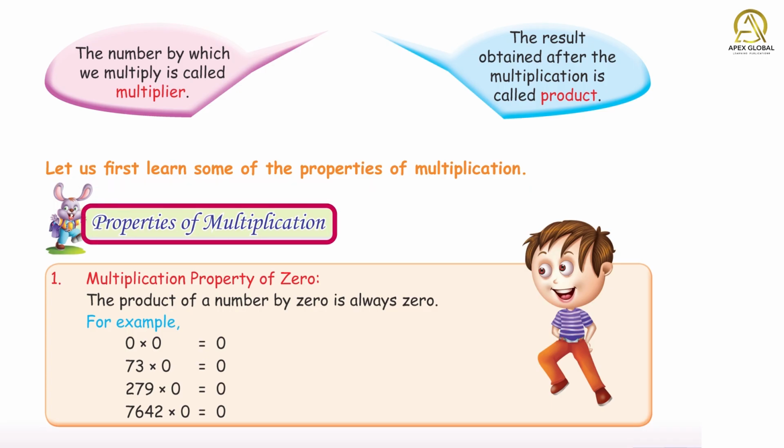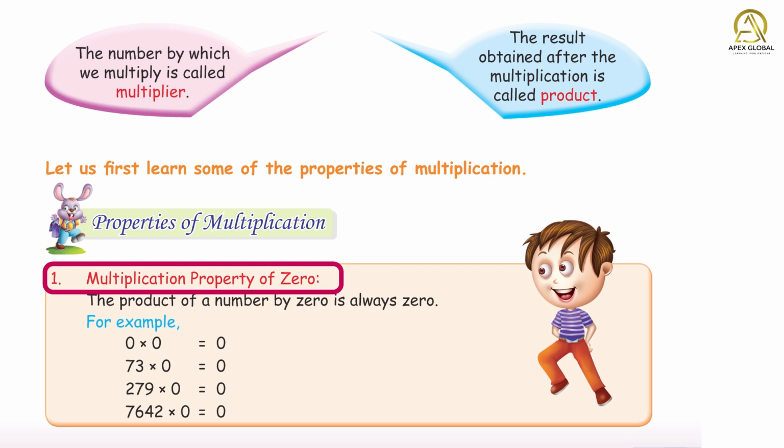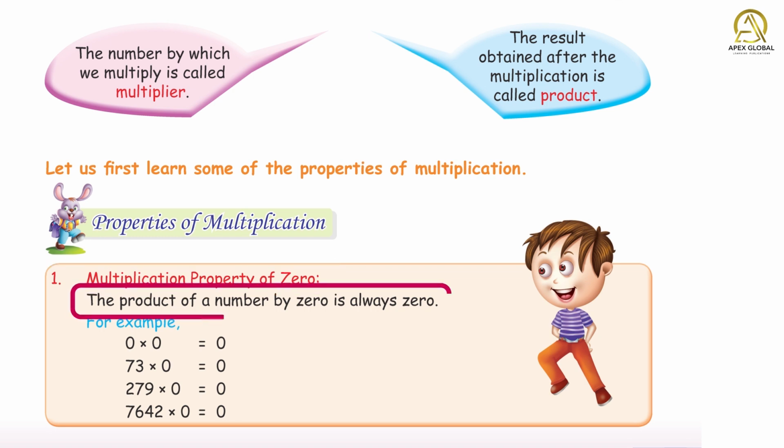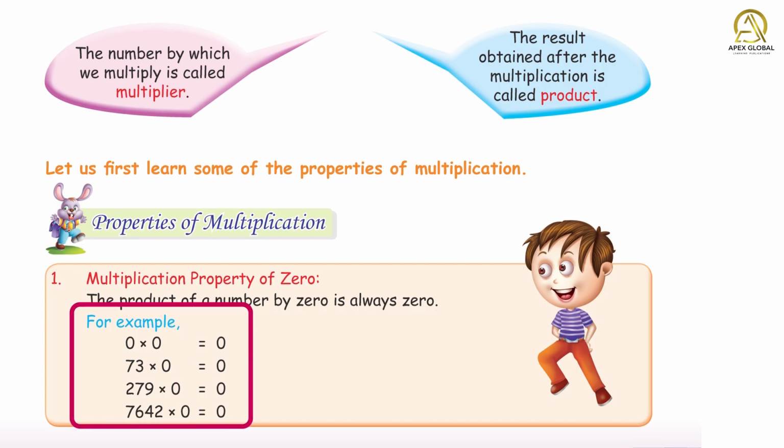Properties of multiplication. 1. Multiplication property of 0. The product of a number by 0 is always 0. For example, 0 into 0 is equal to 0. 73 into 0 is equal to 0. 279 into 0 is equal to 0. 7642 into 0 is equal to 0.